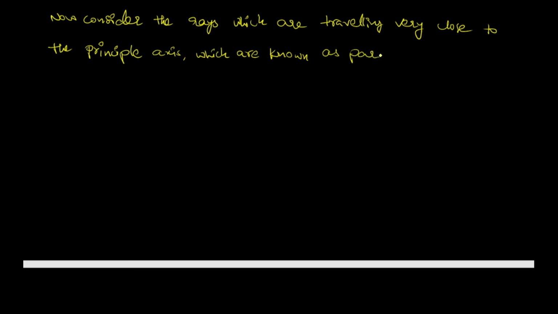Paraxial rays. The rays which are passing very close to the principal axis, and they must be parallel to this principal axis. These are the parallel rays and these are moving very close to this principal axis. These type of rays are known as paraxial rays.